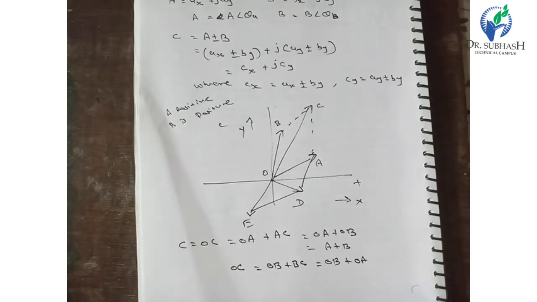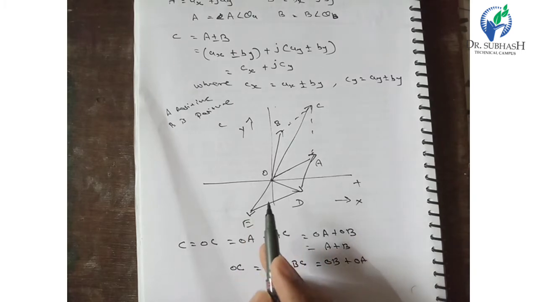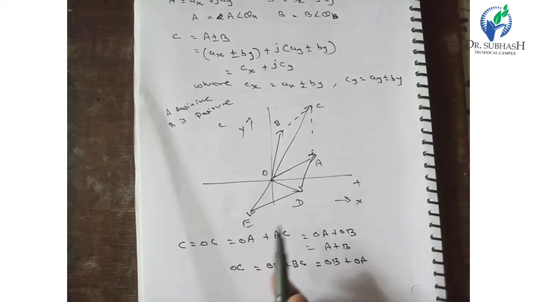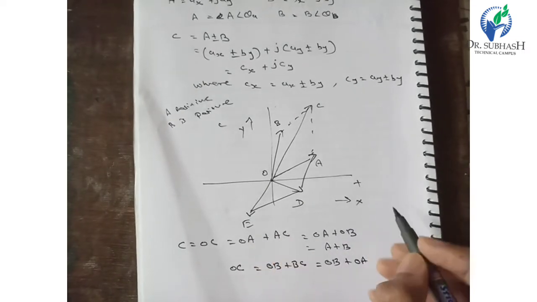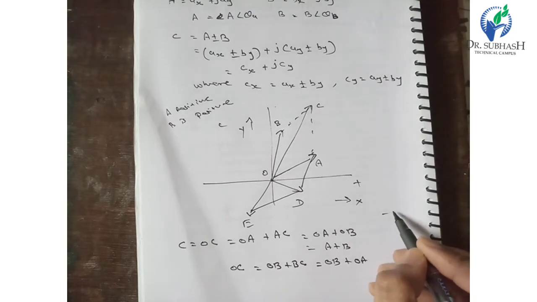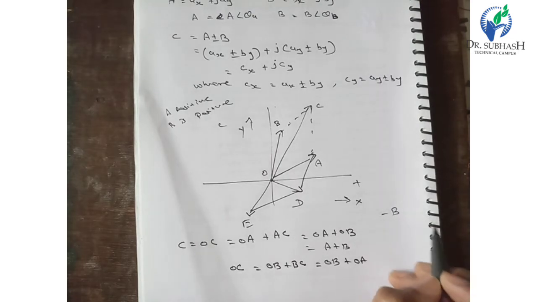To obtain the difference D, there is a line OD. A line AD is drawn equal and parallel to OB, but in the opposite direction of AC or BC. A line OE is also drawn equal to OB in this figure, but in the opposite direction of OB. Both AD and OE represent a phasor with a negative sign, and their output will be minus B.